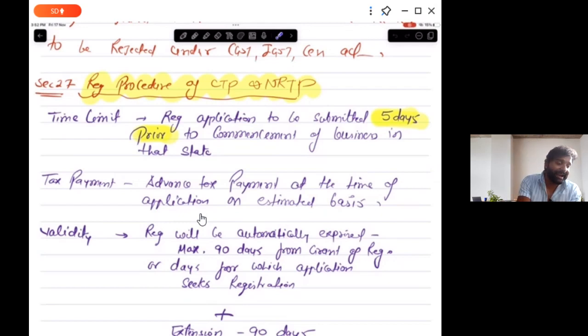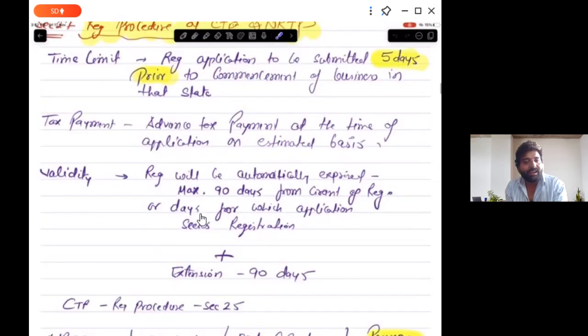Very nice. And not only that, I also need to pay tax in advance because I am not a permanent resident of this state, because I am temporarily doing the business. So they are asking me to pay advance tax. The government says: first pay in advance, we will see later, right now we need the money in advance. So the government is very strict about that. You need to pay advance tax if you want to get registered as CTP or NRTP.